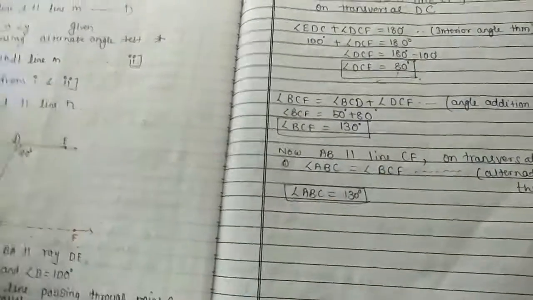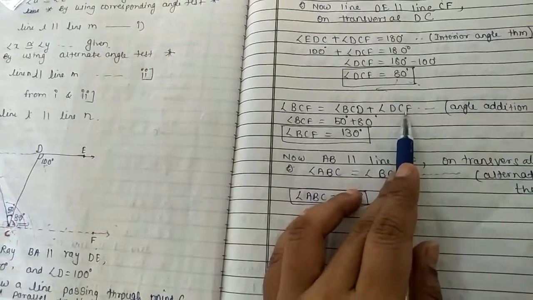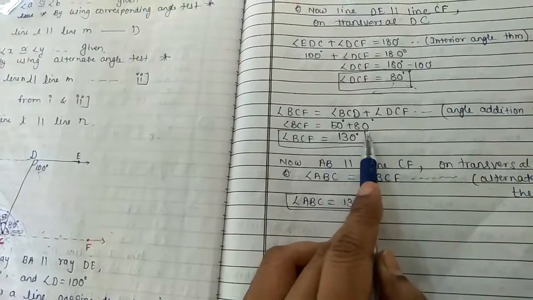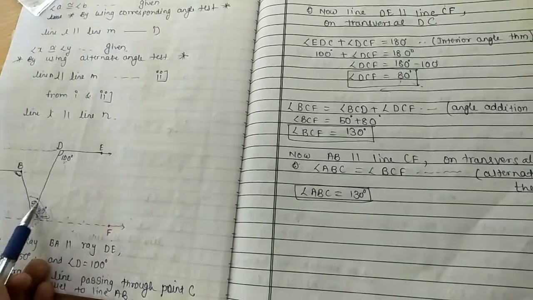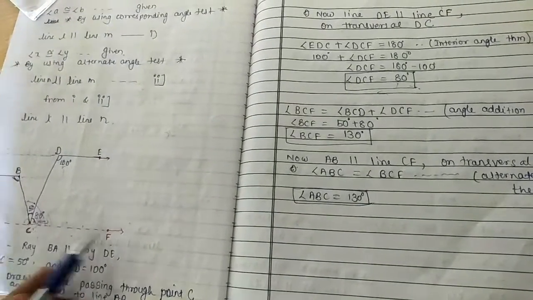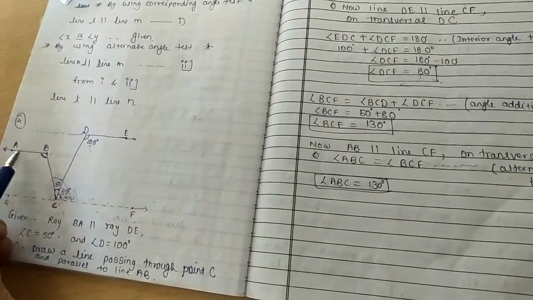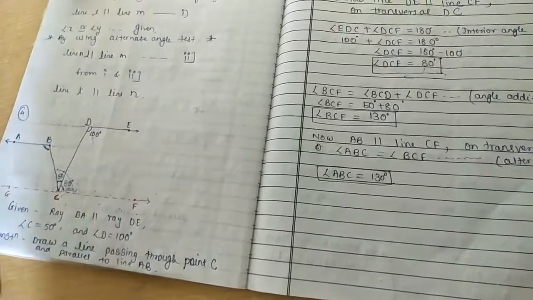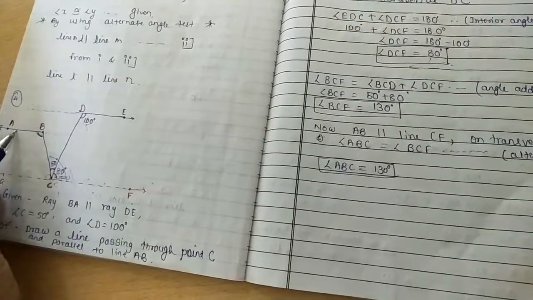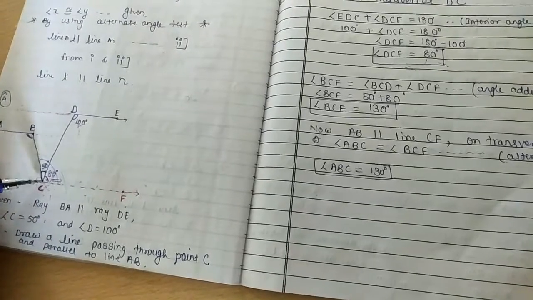So BCD is 50 degrees, and this DCF we found is 80 degrees. So 50 degrees plus 80 degrees is equal to 130 degrees. So we get the measurement of this full angle BCF. Now, what do we have to find? We have to find the angle ABC. So next, if you observe the diagram, AB is parallel to CF, and now which is the transversal? BC is the transversal.